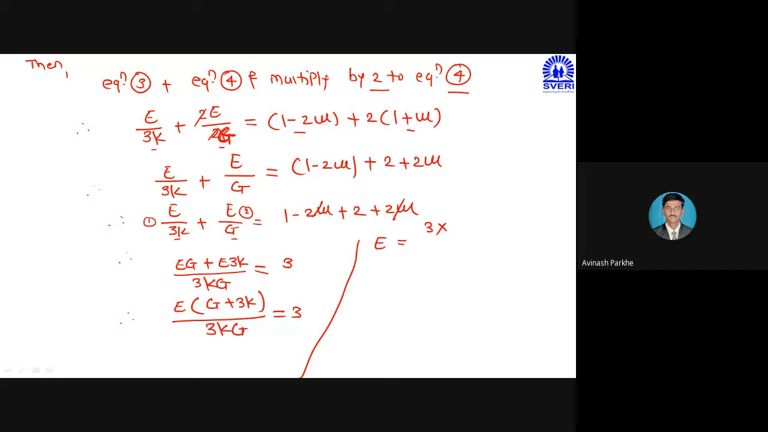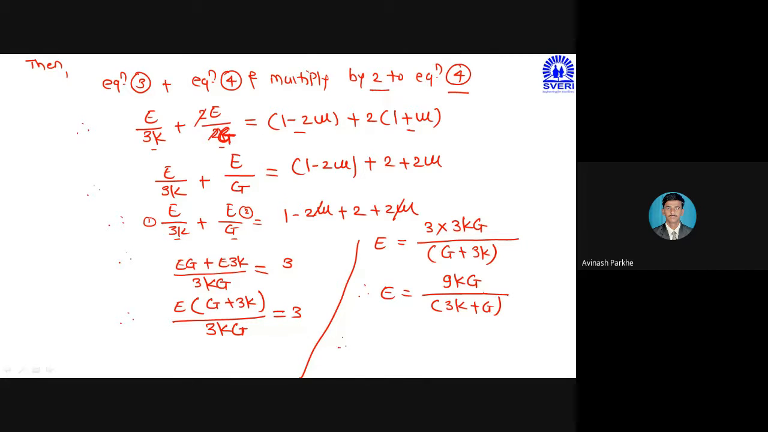So this 3kg, it is present at the left side and it is present at the denominator. If I take it to the right side, it becomes multiplication, that is 3kg divided by this G plus 3k. For 3k plus G, it is present at the left side at the numerator. So if I take this term to the right side, it will get divided. So in bracket G plus 3k. Therefore E is equal to 3 into 3, that is 9 kg divided by 3k plus G.